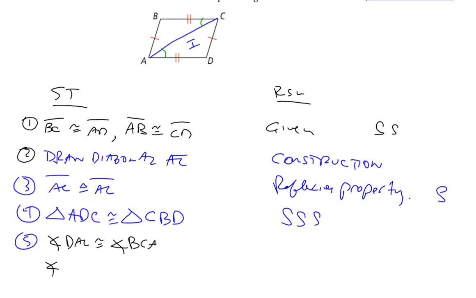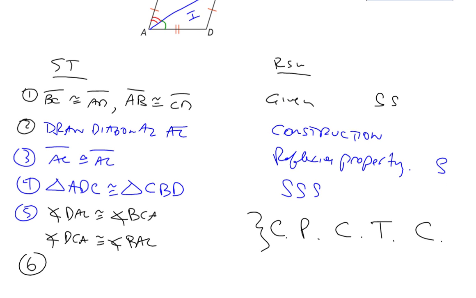And what else can I say? I can lump these all together. I can also say that these two angles, namely angle DCA and BAC, I can say that angle DCA is congruent to angle BAC. Both of those have the same reason: corresponding parts of congruent triangles are congruent, CPCTC. Well, if that's the case, what can I conclude?